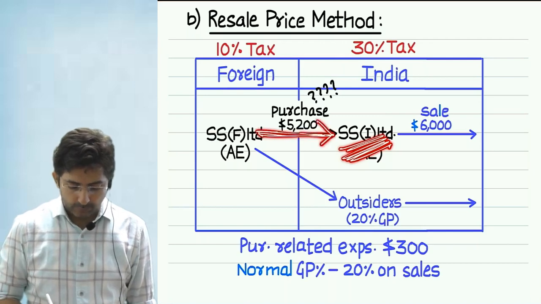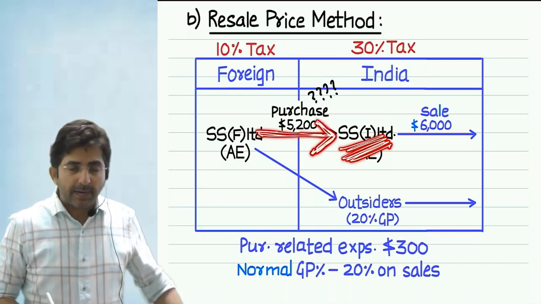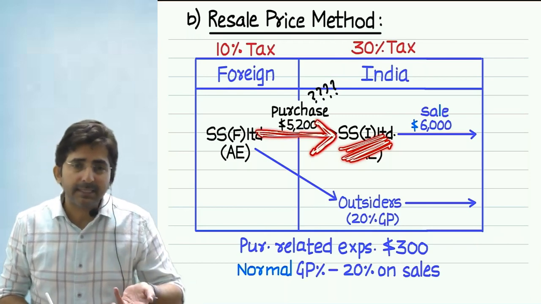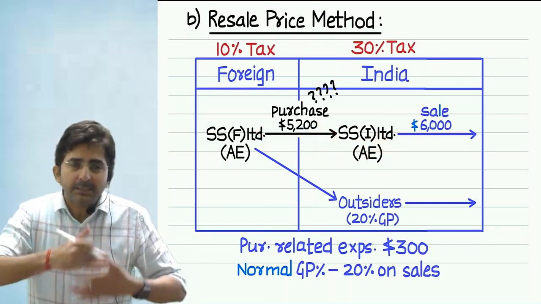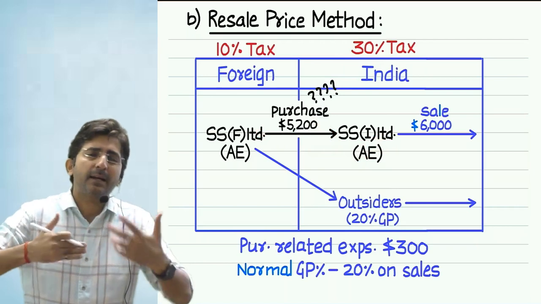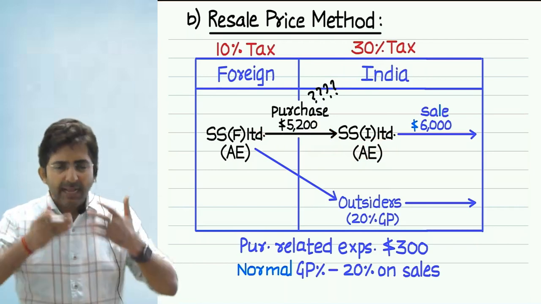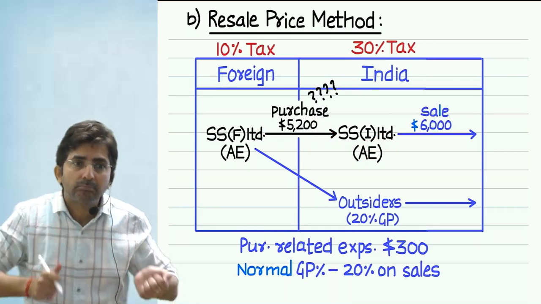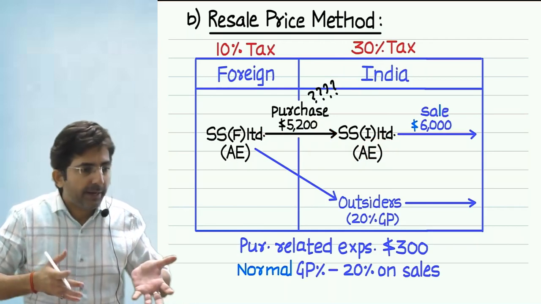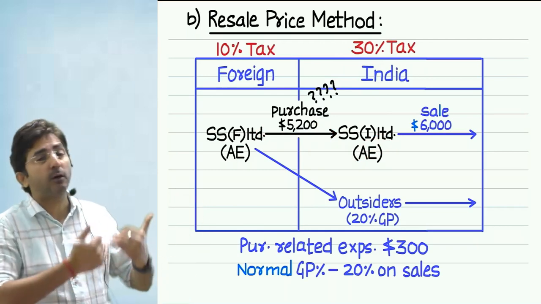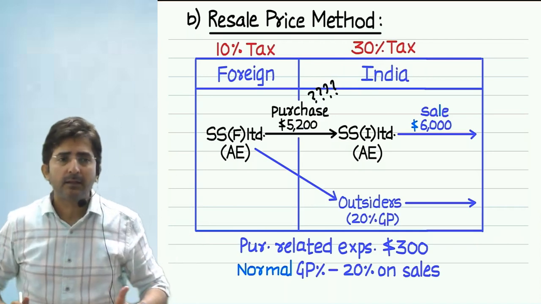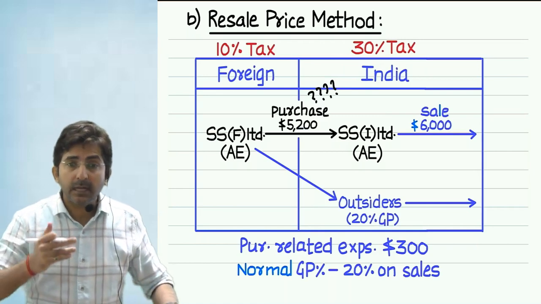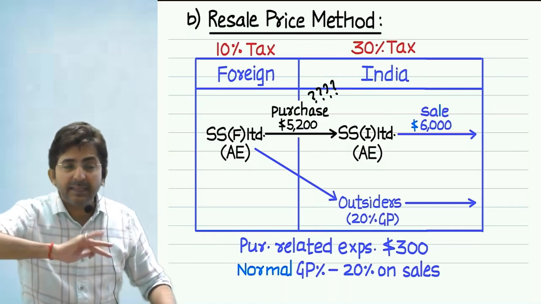purchase from foreign Samsung, there might be some incidental expense. You understand incidental expense? Incidental means connected. What can be connected with purchase? Especially when you purchase from foreign, you have to pay custom duty. You have to pay transport charges for getting the goods from foreign country to India. So there are transportation, custom duty, blah blah blah. These are called purchase related expense.